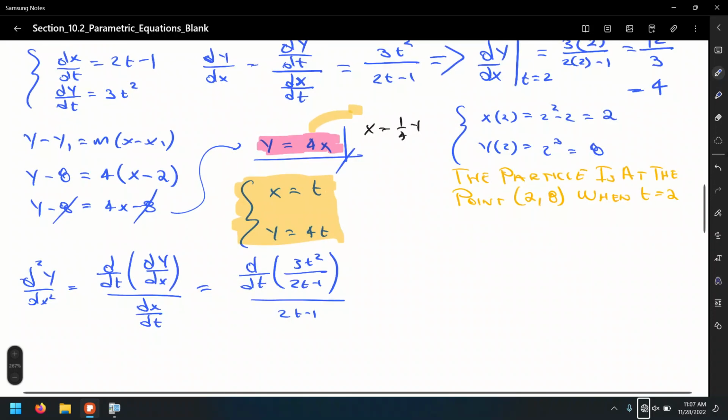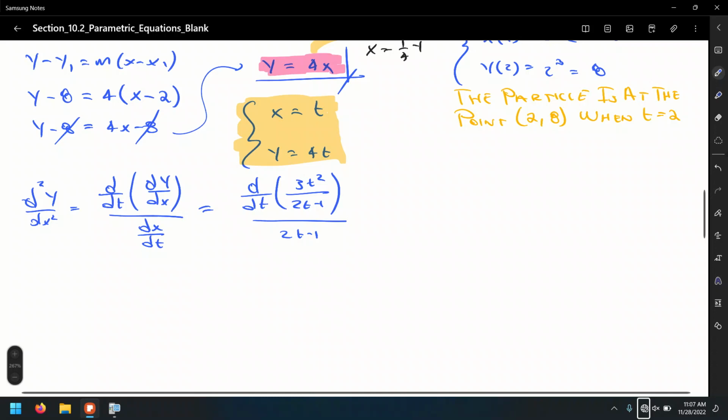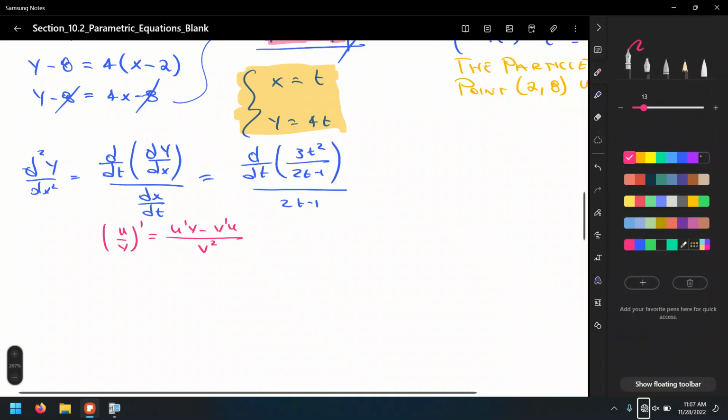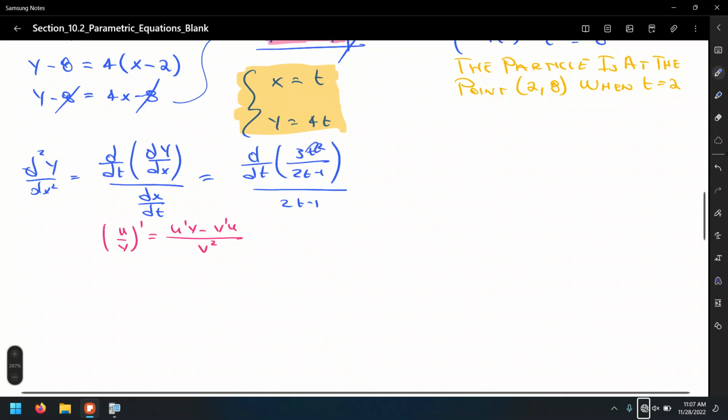So number one, we're going to use the quotient rule to go through the numerator. How about we recall what the quotient rule is? Careful, because the quotient rule involves finding a difference in the numerator, and order matters with a difference. So u over v prime is u prime v minus v prime u, the whole thing divided by the denominator, v squared. So let's apply that to the numerator. In other words, we find the derivative of the numerator times the denominator minus the derivative of the denominator times the numerator.